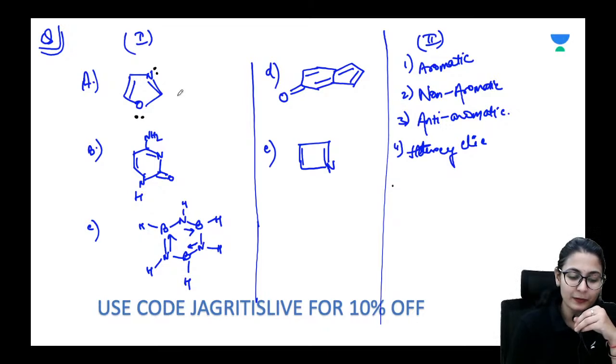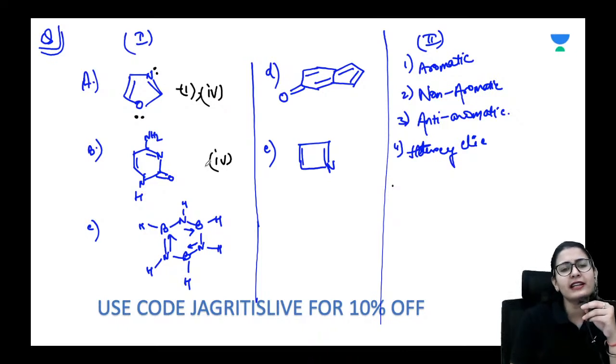So A is going to be aromatic. So first one is correct for A, and also it is heterocyclic. So fourth is also correct for A. ठीक है? 1 and 4 both will match for A. What about B? B is also heterocyclic. What is heterocyclic? Where you are having heteroatoms in the cycle, not only carbon. There will be nitrogen, phosphorus, oxygen, and so on. ठीक है? What about this molecule?